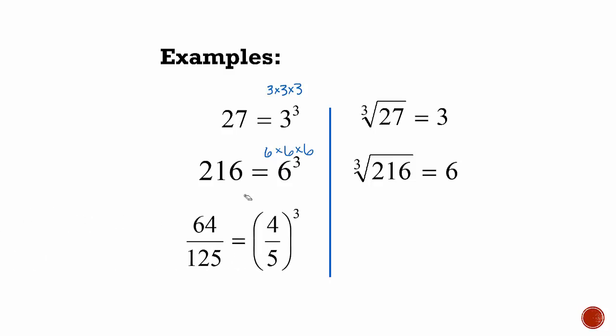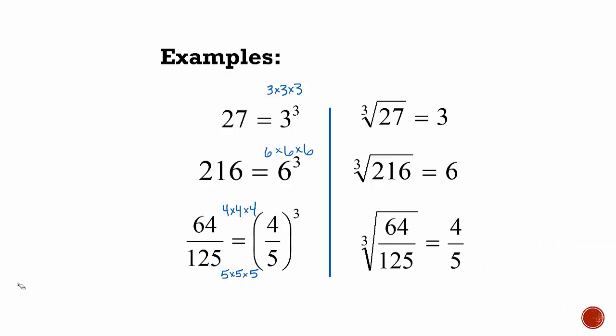If we had a fraction, we know 64 is just 4 times 4 times 4. 125 is simply 5 times 5 times 5, or 4/5 cubed. The cube root of 64 over 125 is 4/5.